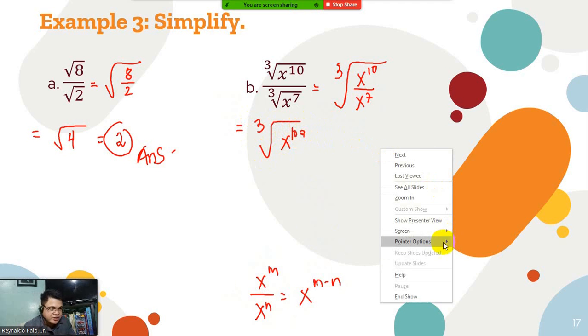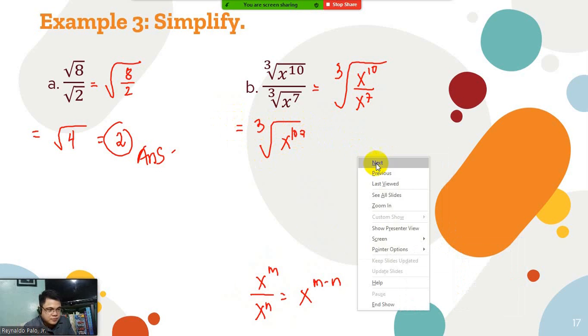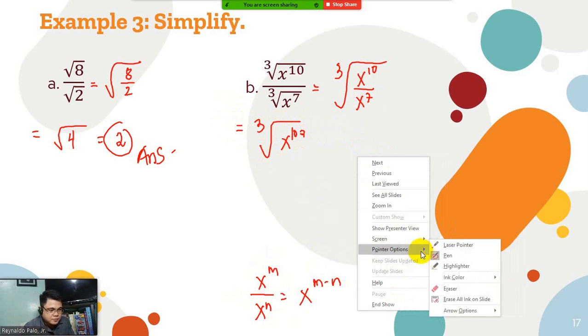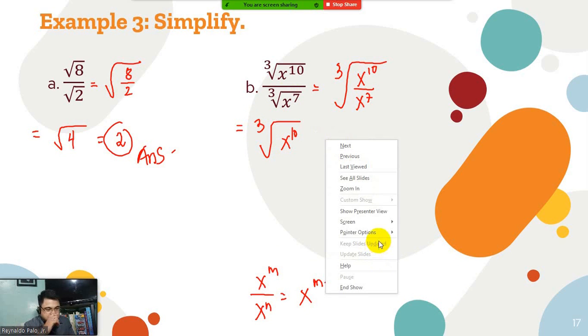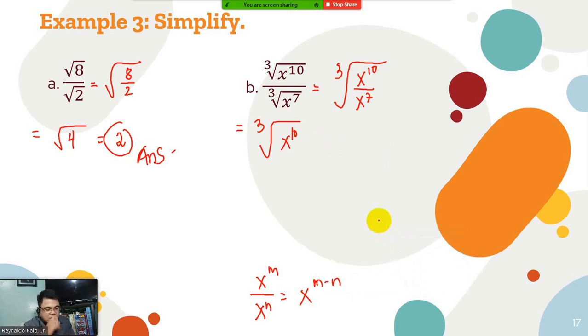Alright, so 10 minus 7. Now 10 minus 7 is 3. We have now cube root of x cube. So x cube is a perfect cube. We can just extract, and then the final answer that we're going to get is just simply x.